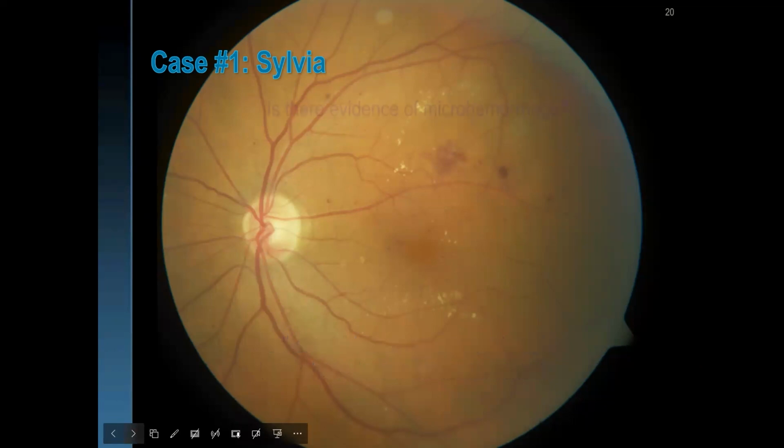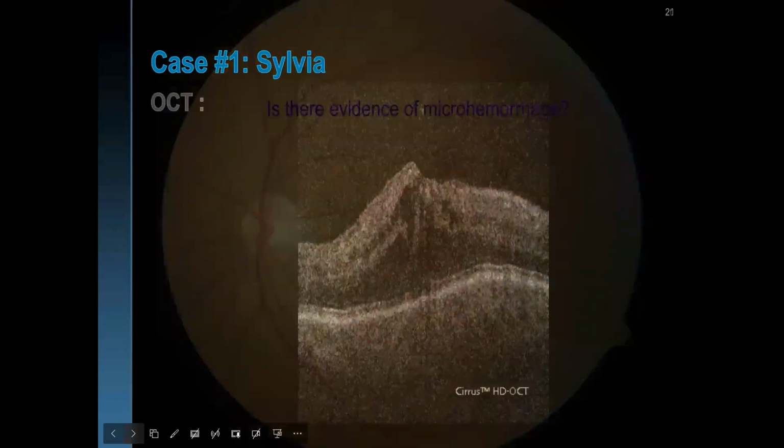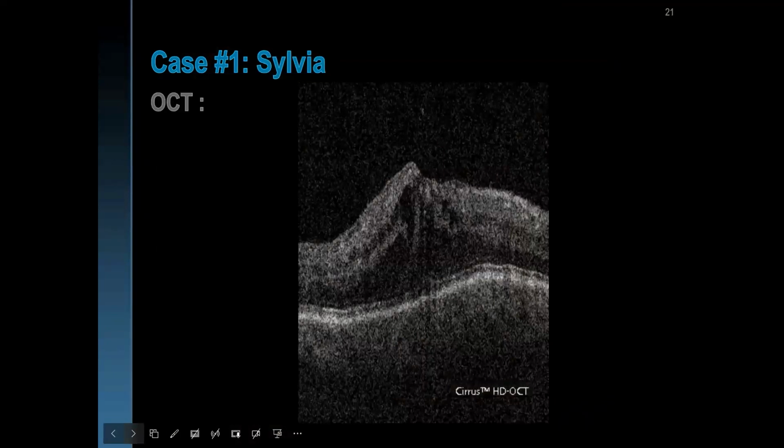And next. And you can see on the OCT, this huge elevation, it should be flat. Next.